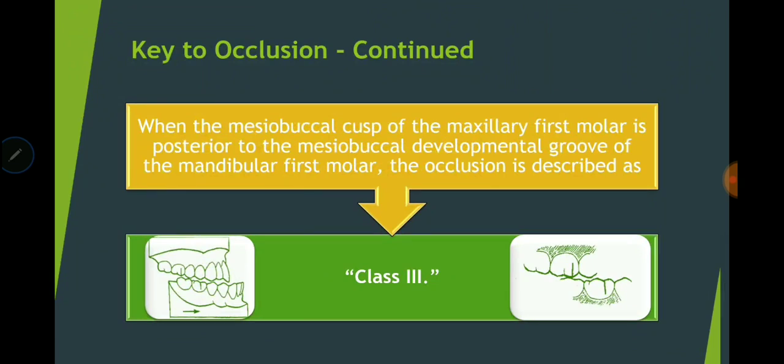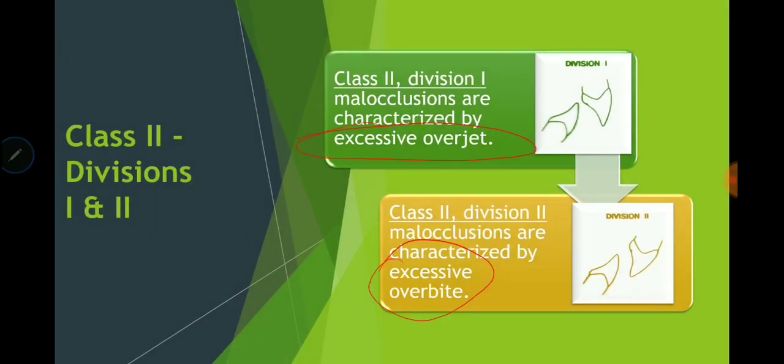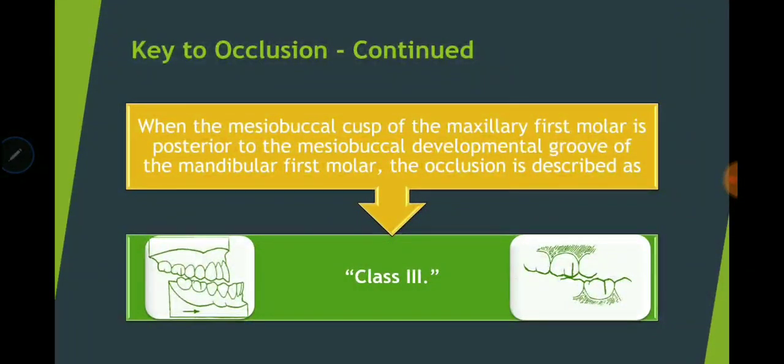Let's see. So we mentioned this one, and we mentioned this one where I mentioned that this is a description of class 3, okay, on the recording. You can see that the mesiobuccal cusp for the maxillary first molar is posterior to the mesiobuccal developmental groove. So they may give you this description and ask what angle classification it is. So you have to know which one is class 1, class 2, okay?